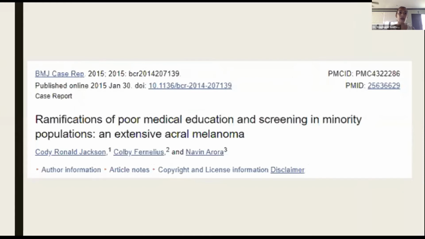And I'll just wrap up by talking about this case report that was published in 2015 in the British Medical Journal, because what we want to identify is what are these barriers that are having these patients present so late to us and therefore having a worse prognosis. So this was called Ramifications of Poor Medical Education and Screening in Minority Populations. And this was a case of an extensive acral melanoma. The case was quite similar to our case that I had presented.